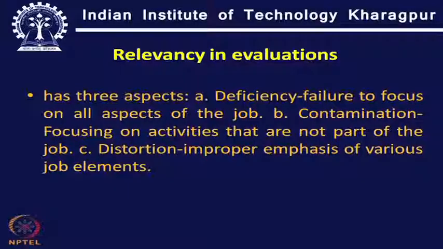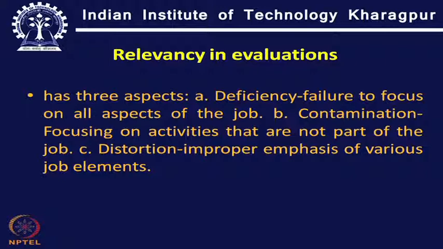Next, contamination is another important thing in this relevancy. Contamination is where we are focusing on activities which are not a part of the job. If a proper job analysis is done, this error reduces to a certain extent, because we get to know correctly what activities are required for performance on a particular job.